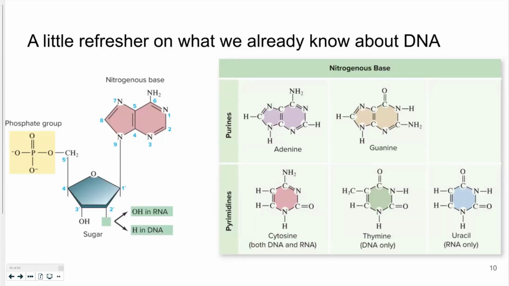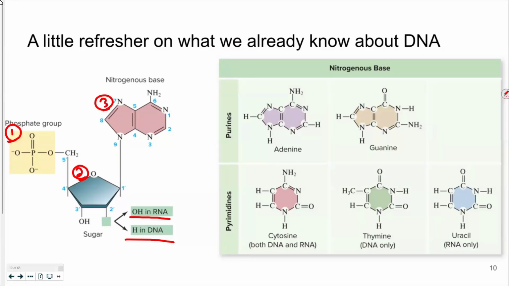Let's review what we already know. DNA is a polymer composed of nucleotides, and each nucleotide contains a phosphate group, a 5-carbon sugar. It's either deoxyribose in DNA or ribose in RNA, and a nitrogenous base.